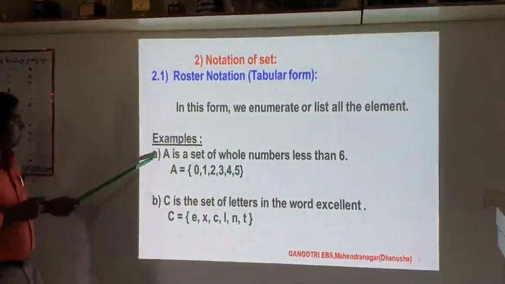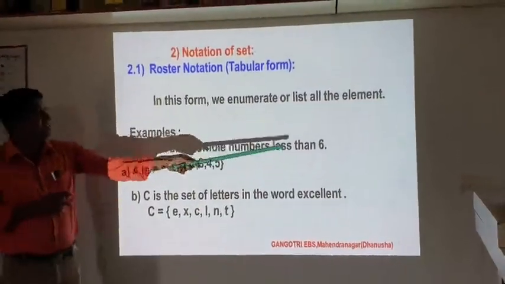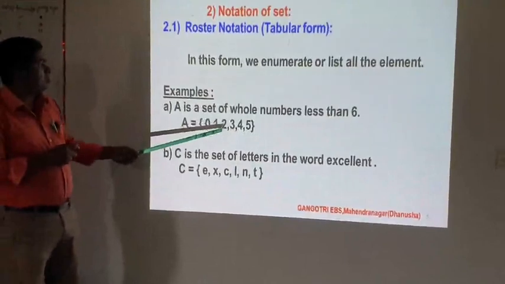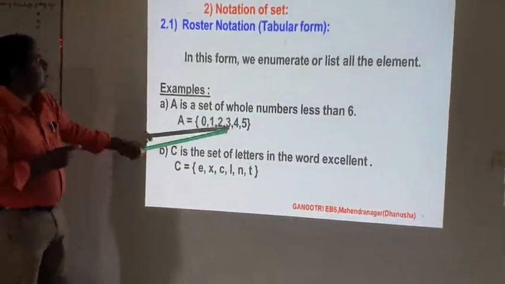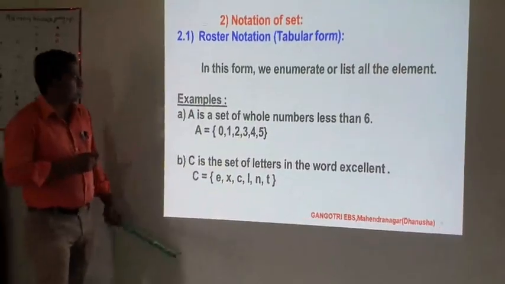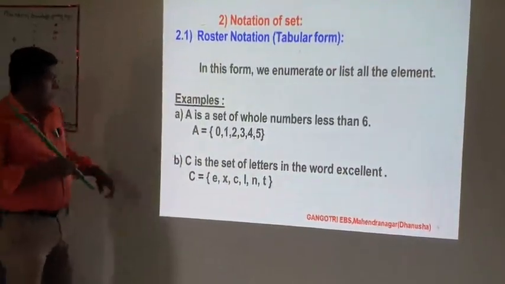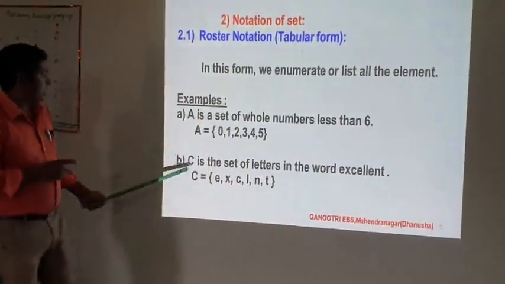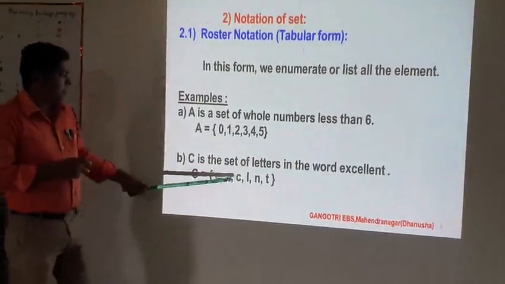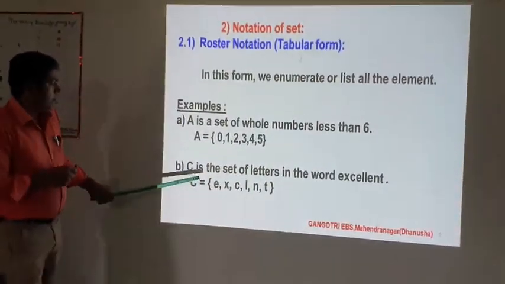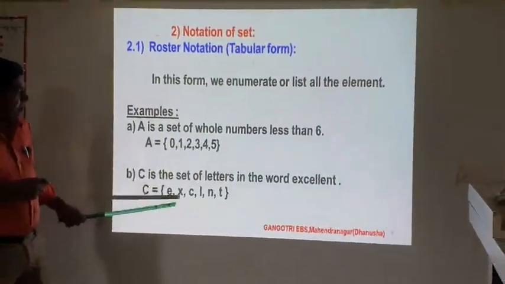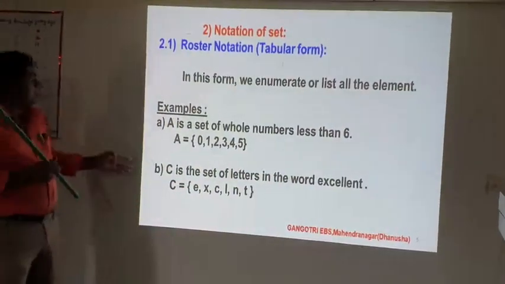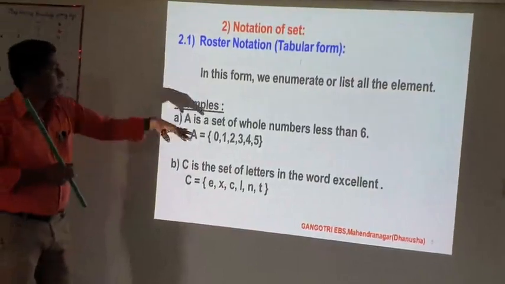See here one example. A is the set of whole numbers less than 6. Then we can write A equals curly bracket 0, 1, 2, 3, 4, 5. It is the listing form. Then it is the roster notation. Another example: C is the set of letters in the word excellent. Then we can write C equals curly bracket E, X, C, L, N, T. Here also we cannot repeat E. There are three E's, but we write it only once. It means we never repeat the same element.